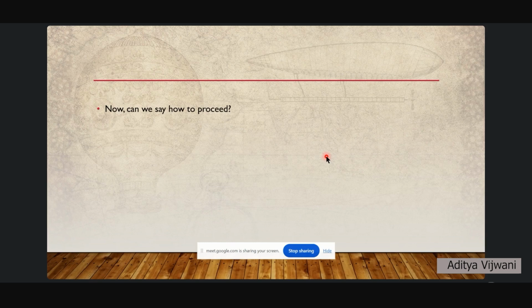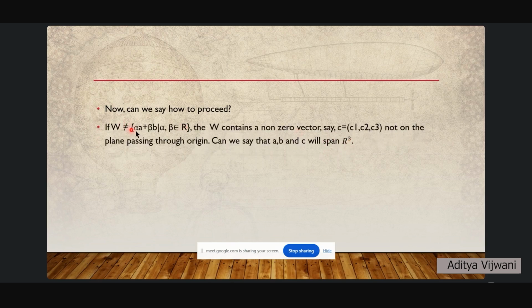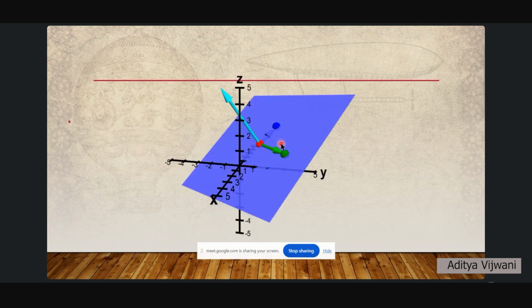Take another point outside the plane, basically. Another non-zero vector C, say (C1, C2, C3), which is not in the set alpha A plus beta B, and it also does not lie on the plane passing through origin. To see this, let's look at this picture. I took a point C somewhere in R3 such that it is not on this blue plane. This blue plane is passing through origin, right? It will contain my points, those lines joining A and 0, B and 0, and similarly other lines which may be there passing through origin. But I took my vector C such that it does not lie on this plane.